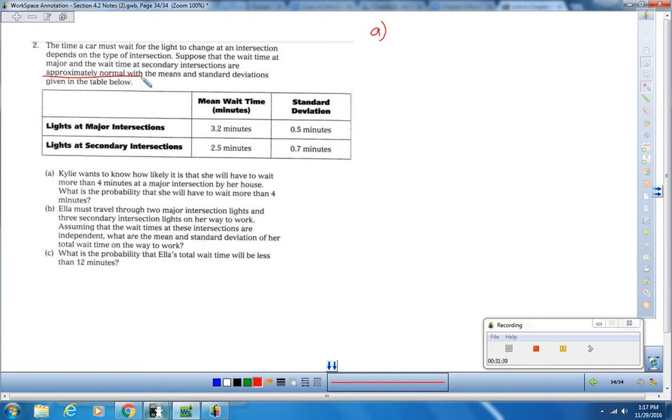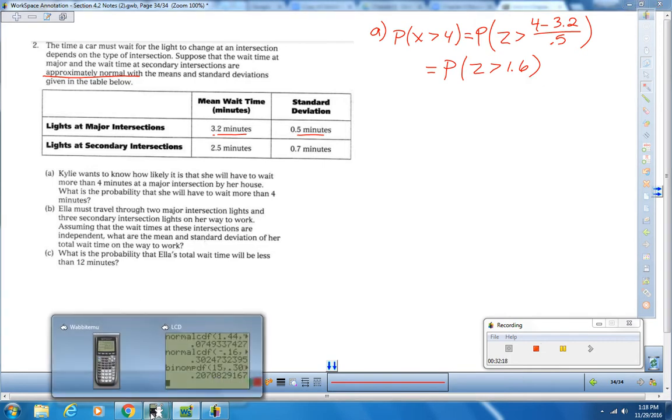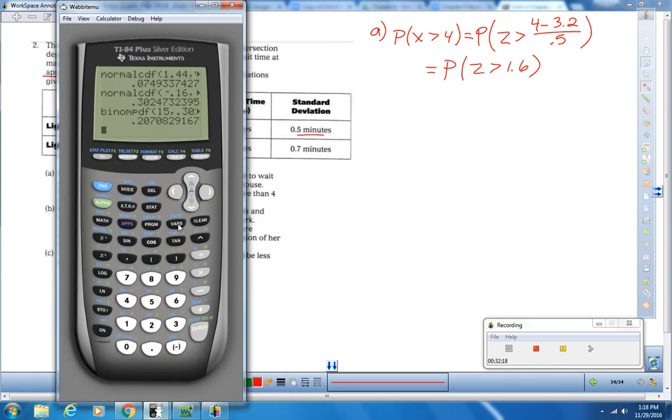So at the major intersection, here's the mean, and here's the standard deviation. So the probability that x is greater than 4, more than 4 minutes, is the probability that z is greater than x minus the mean over the standard deviation. Okay? So this is equal to 0.8 over 0.5, so that's 1.6. Probability that z is greater than 1.6. Okay? And then we'll put that in our calculator. Once you show the z-score, you're showing, hey, I know it's a normal distribution. I've given the correct boundaries. I know what I'm doing.